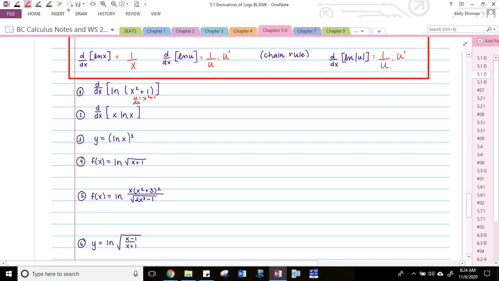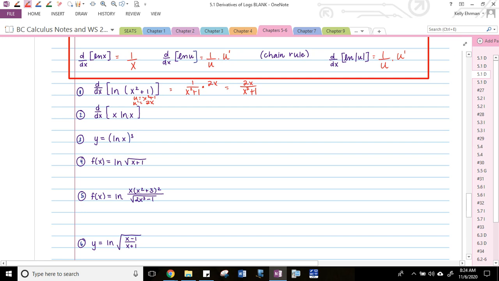du, well, I'm not going to write du because I don't have room there. Straight u prime is equal to 2x, right? So this is equal to 1 over x squared plus 1, 1 over u, times 2x, or just 2x over x squared plus 1.